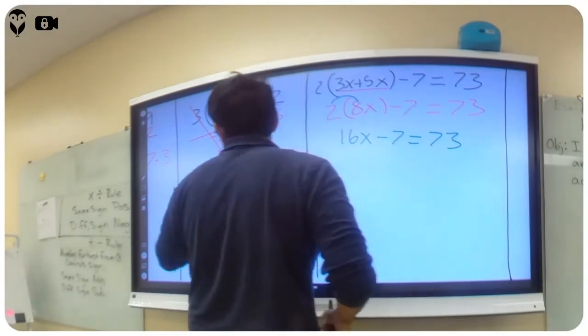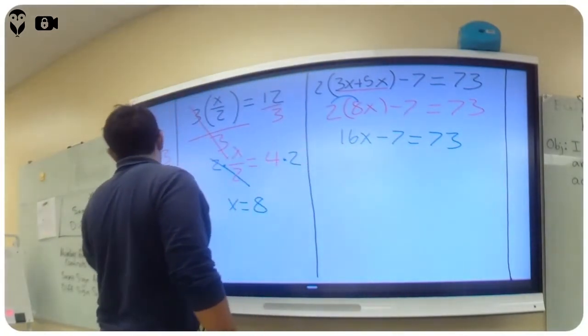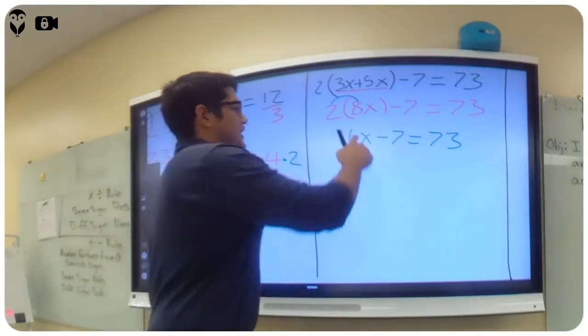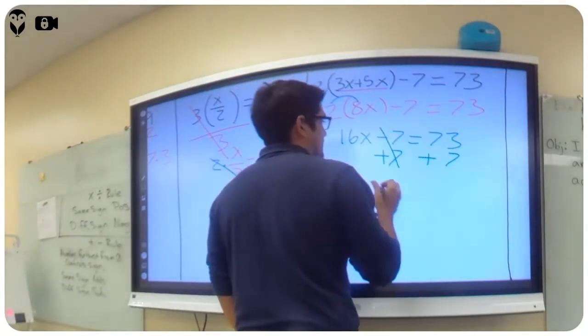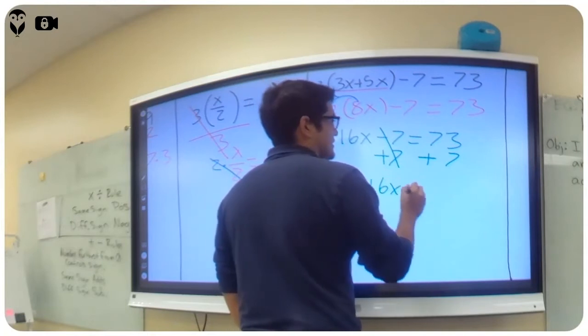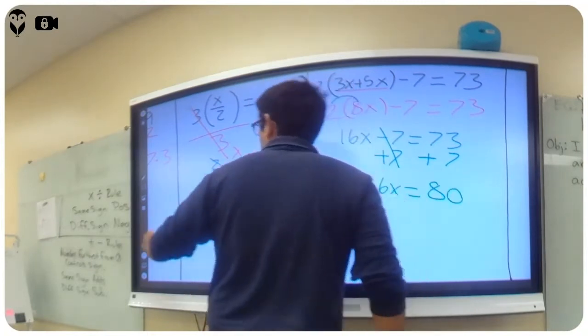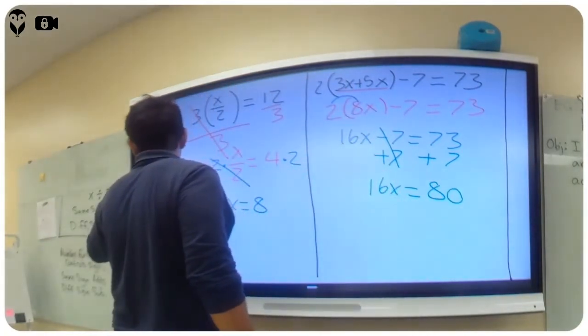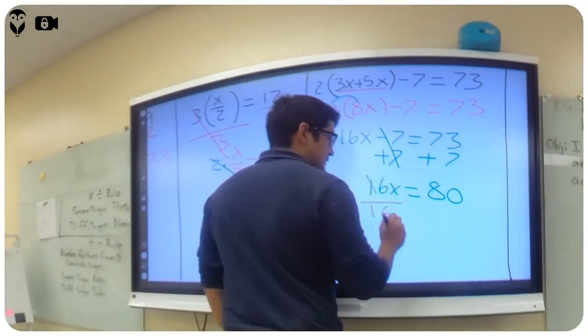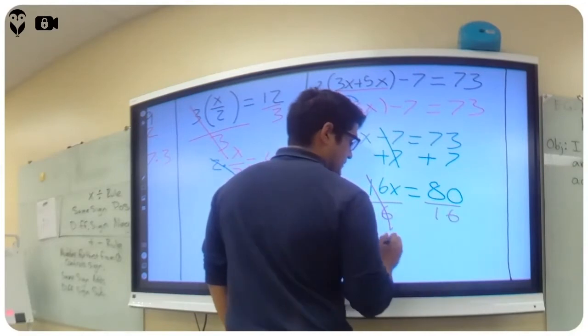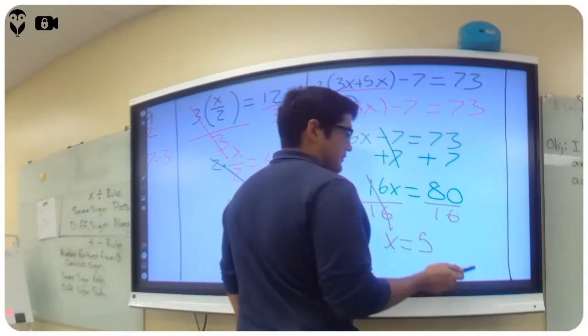Now this looks like a two-step equation. Now we can start getting rid of these. Okay, so now we're going to add the 7 to both sides because the 7 is going to be the last thing to affect this. We're going to be left with 16x equals 80. Then the 16 is multiplying with the x, so we're going to get rid of it by dividing by 16. Divide by 16, x equals 5.